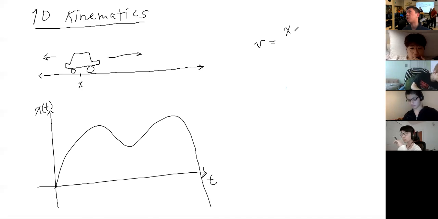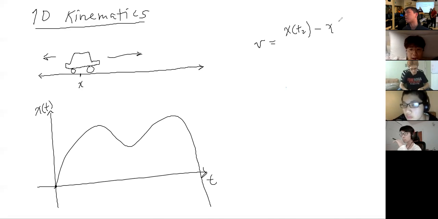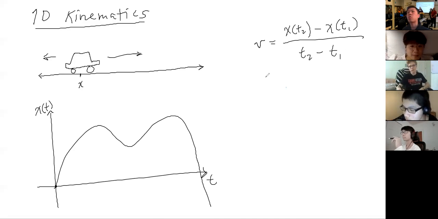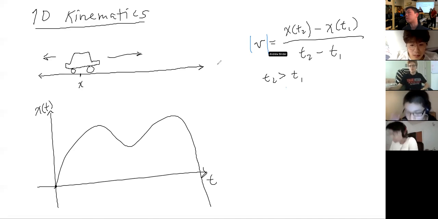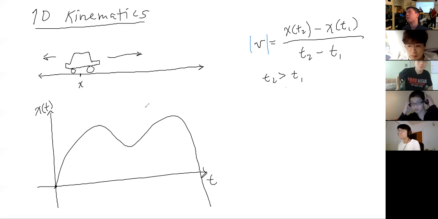So then the velocity of the car is just going to be the change in position, some x of t2 minus x of t1, all over the change in time. So it's just going to be t2 minus t1. And for now, let's just assume that we're going forwards in time, right? So then t2 is going to be greater than t1, which means that, okay, yeah, that's going to be our speed, not the velocity itself. Actually, no, it is going to be the velocity itself because x of t2 minus x of t1 can be negative. So I'm going to get rid of the absolute value signs there.